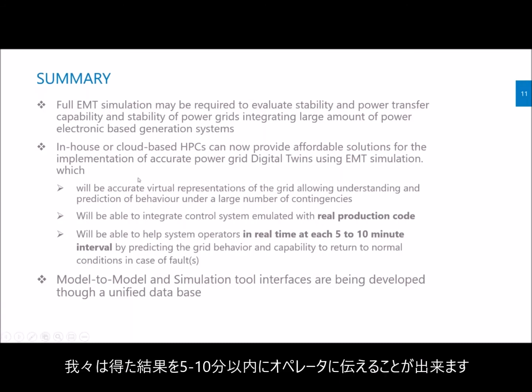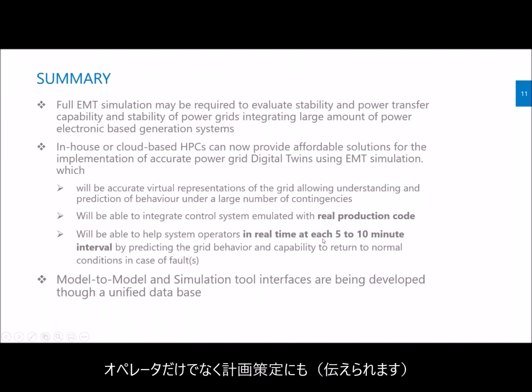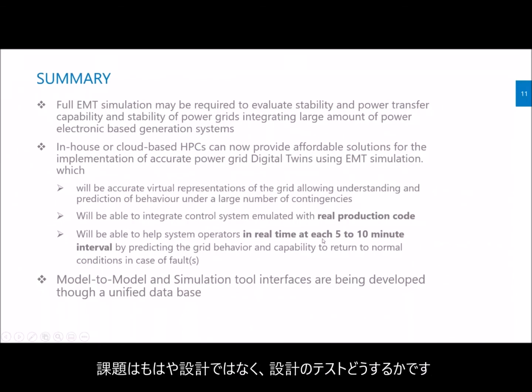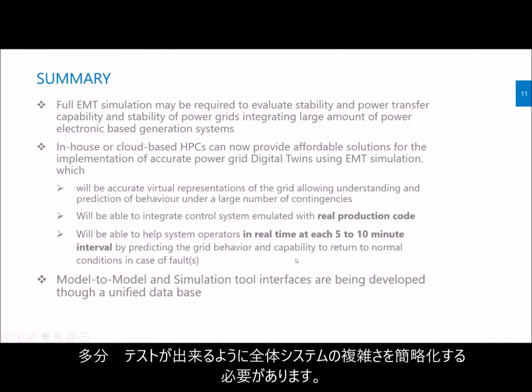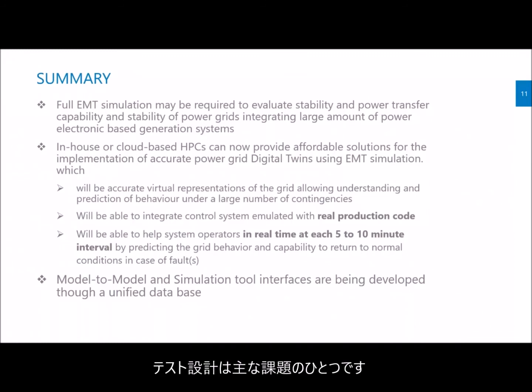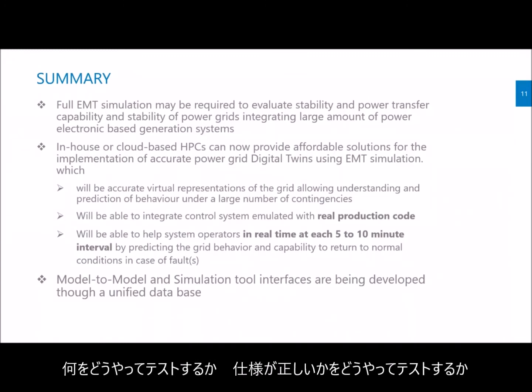So we believe that now we'll be able to get results for the system operator within 5 to 10 minutes, but not only for the system operator, but for planning studies also, because the challenge will not be the design anymore, in my opinion. It will be how can you test your design, and there will be a limit in some cases. Maybe we will need to reduce the complexity of the total system design so that we are able to test it. So design for test would be one of the main challenges. And then how can you test that your specification is good?